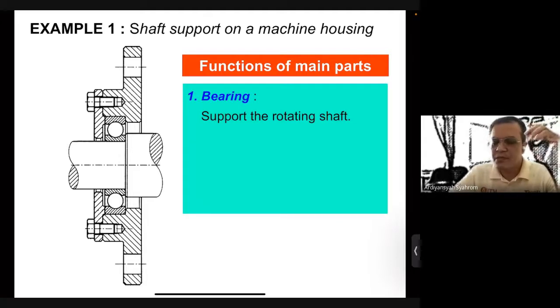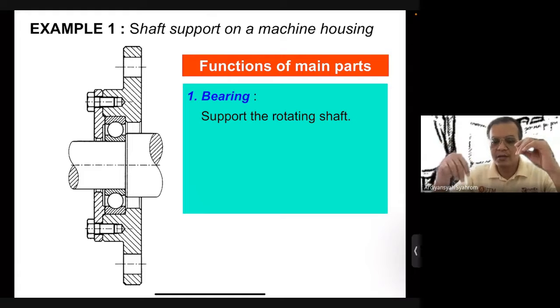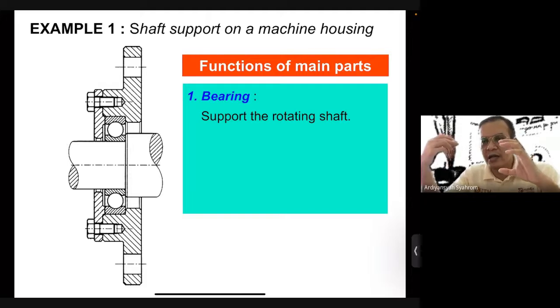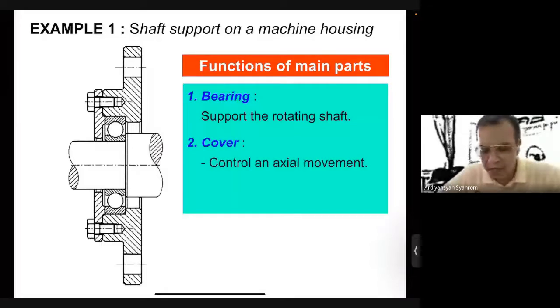First, bearing: support of the rotating shaft. The function is to support rotating. Otherwise, they make friction between one part and another part. With the bearing, there will be less friction. Then there is a cover, to control axial movements, especially on the bearing. Then actually you can control the movement of the shaft too.